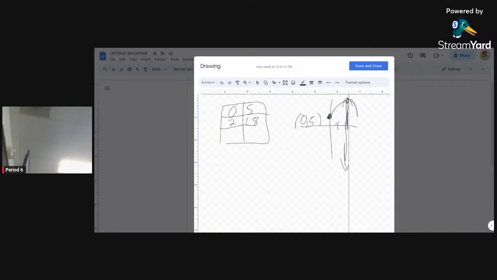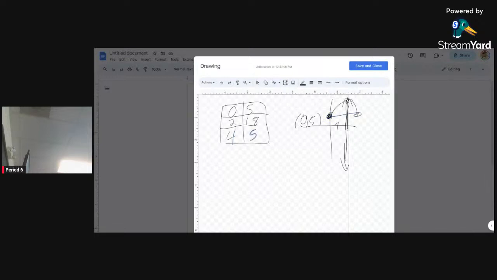So this is 0, 5. This is 2, 18. What do you think's next? I said because of symmetry, you're going to get this. What is it going to be? 4, 5. Yes, 4, 5.